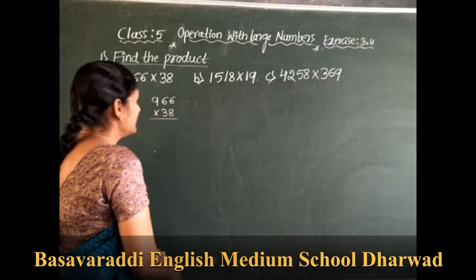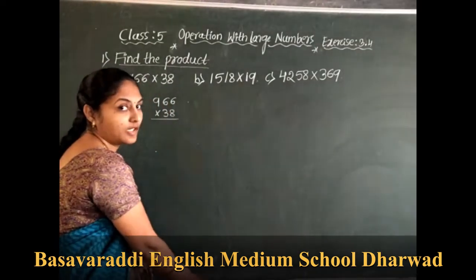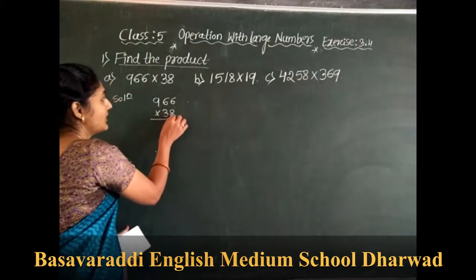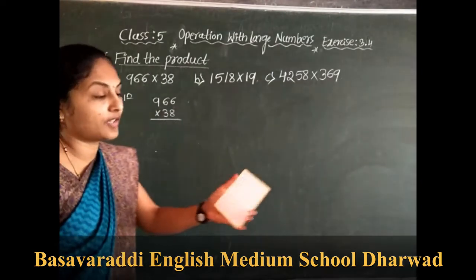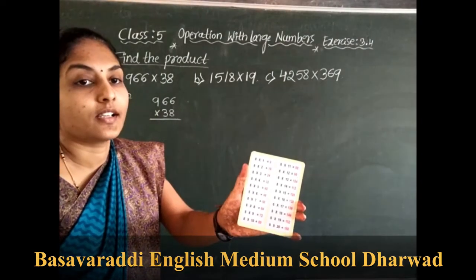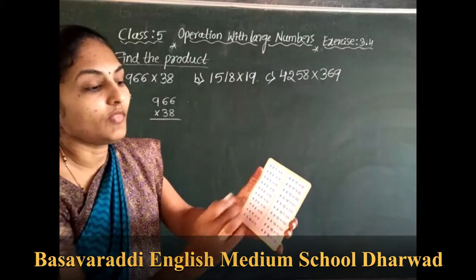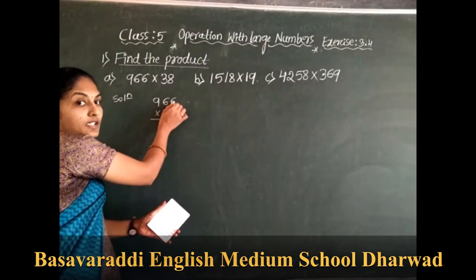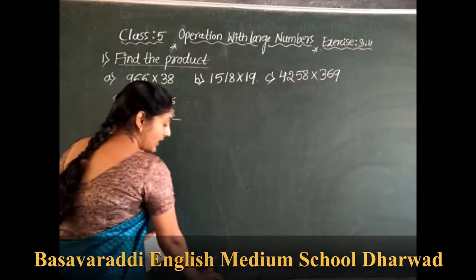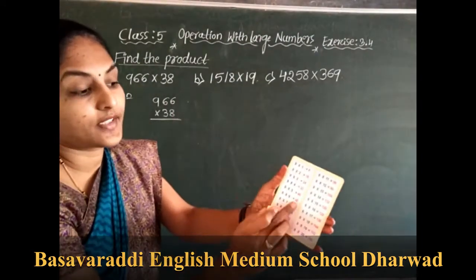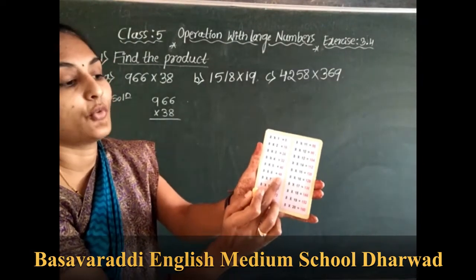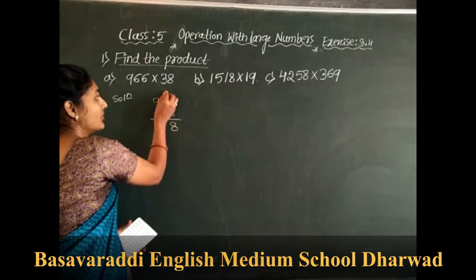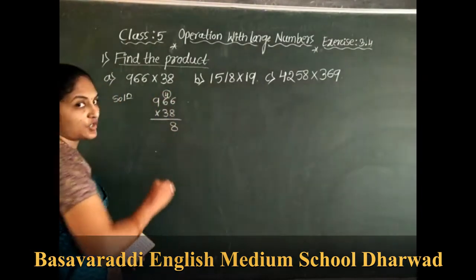The first number is 8. We have to multiply 8 by 6. I have the 8 table. 8 is multiplied 6 times. So 8 sixes are 48. Write 8 in the ones place, and the 4 is carried over to the tens place.